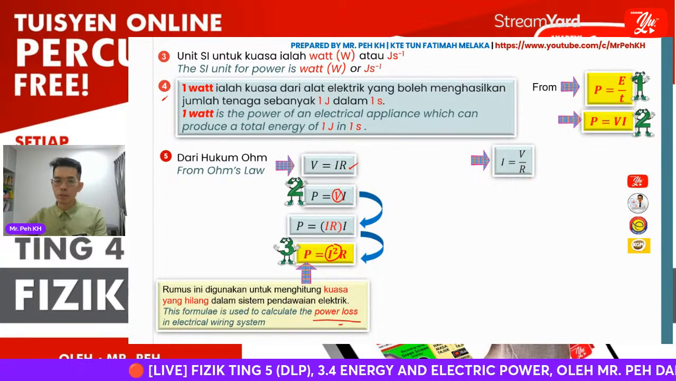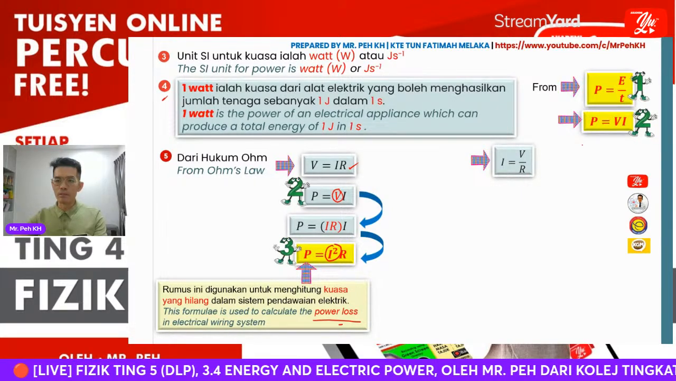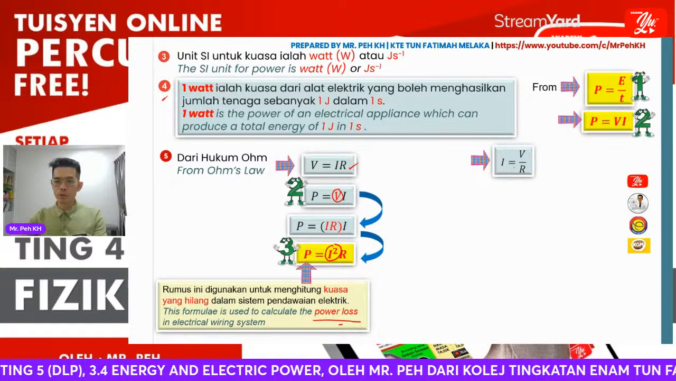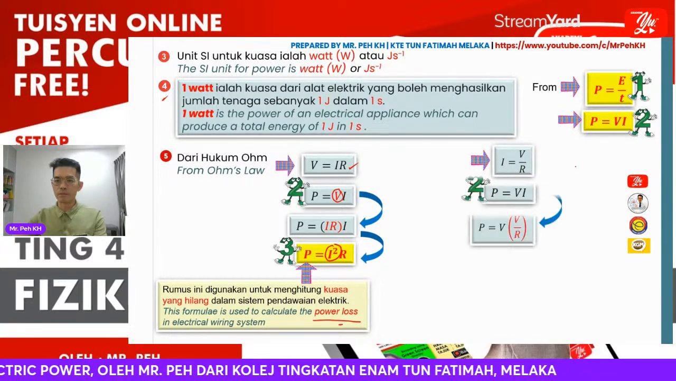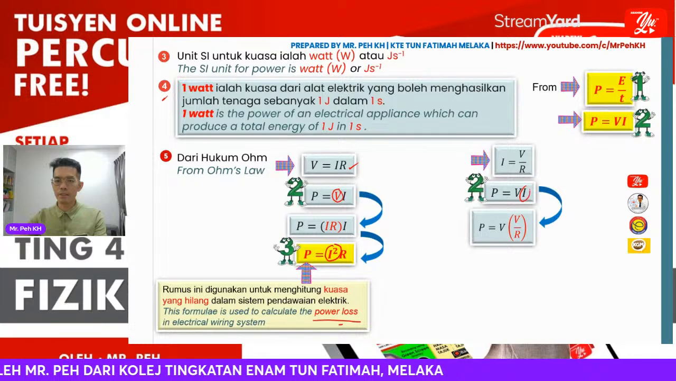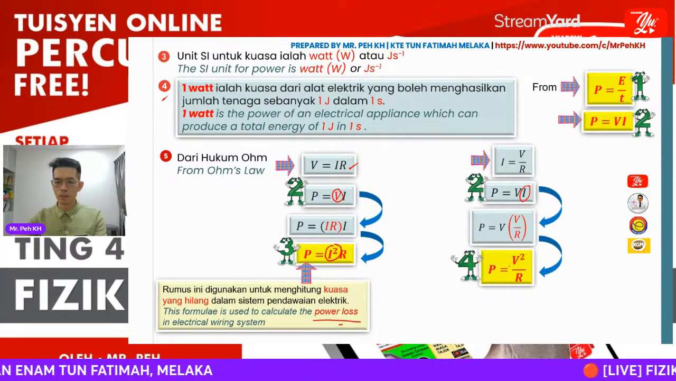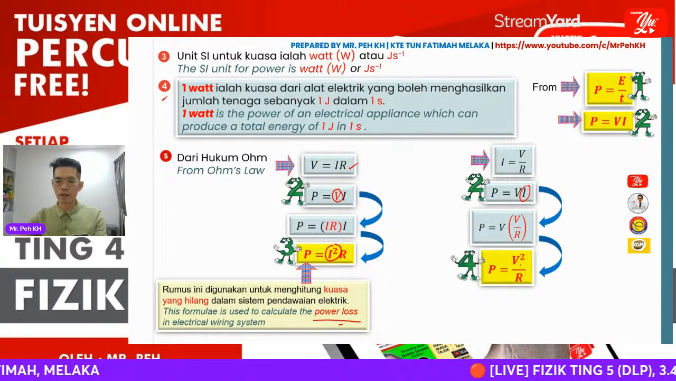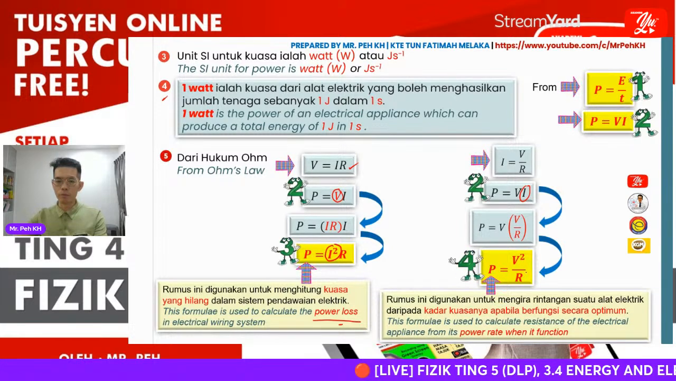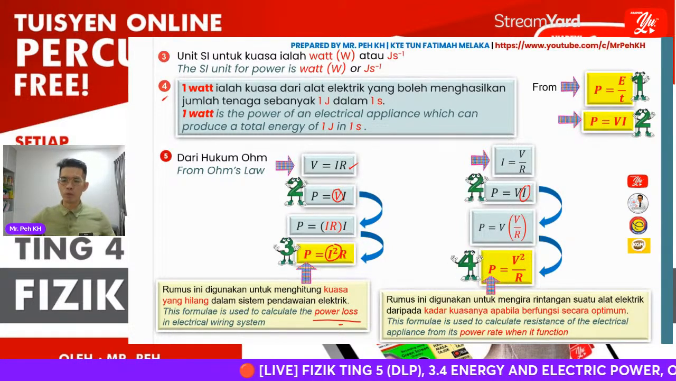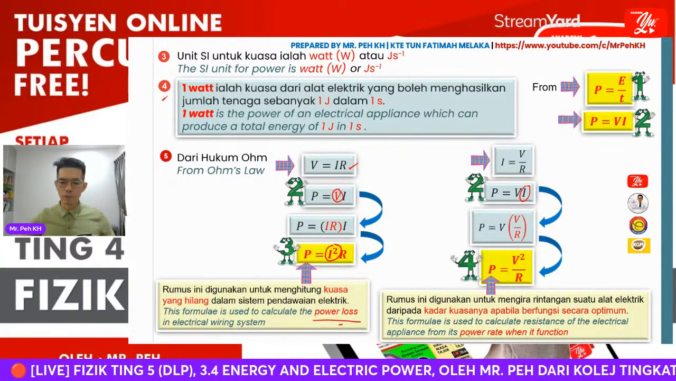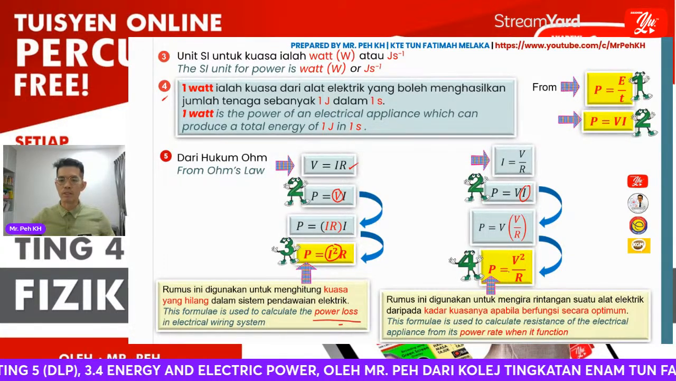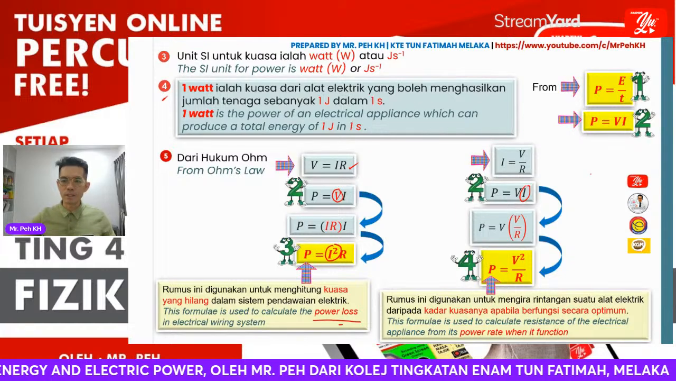Okay, so you can get the fourth formula for P. You can substitute the I into the second equation again here. The I can be substituted as V over R, so you get your new formula equivalent to V squared over R. This formula is used to calculate the resistance of the electrical appliance from its power rating when it functions.